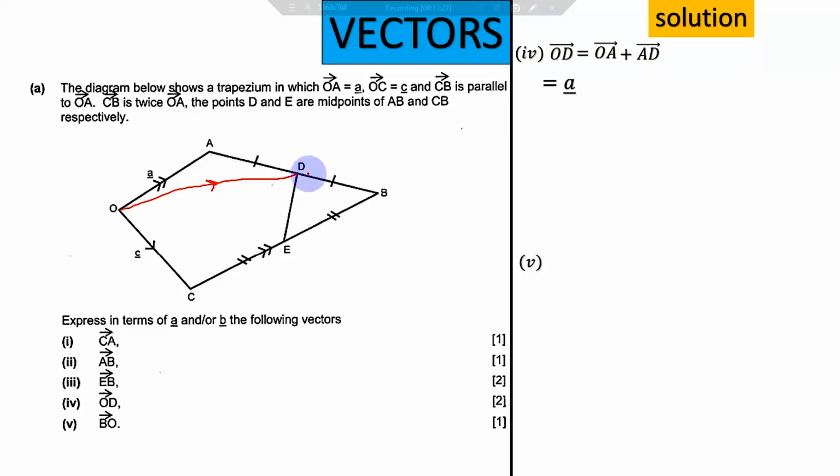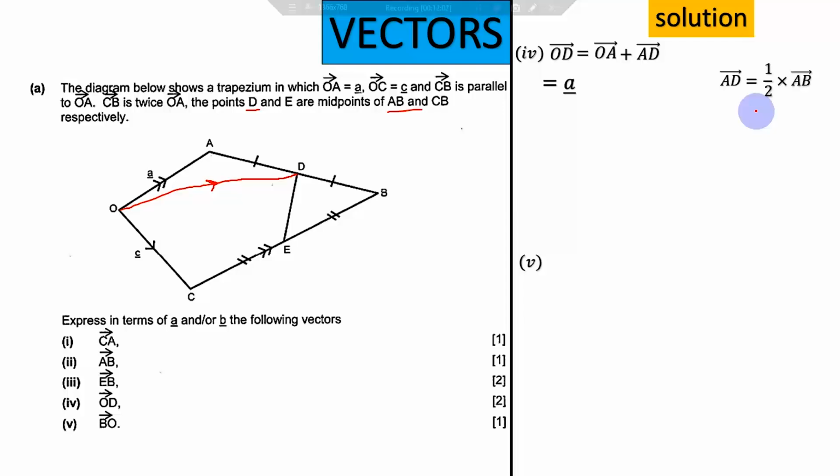What about AD? Look at the statement. D is also a midpoint, meaning it is cutting AB into 2 equal halves. So AD is half of AB. Let us find the AD first of all. So half of AB. We found AB on the previous question. The way vectors work, if you make a mistake on the previous question, it means most of the questions where you're going, you make mistakes.